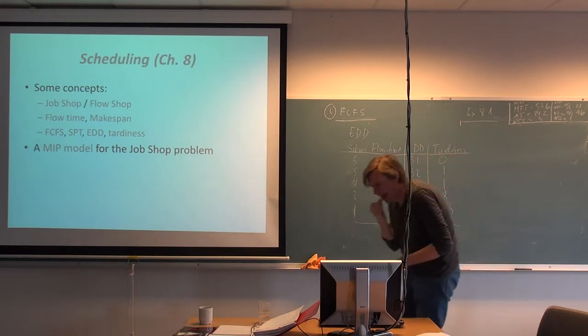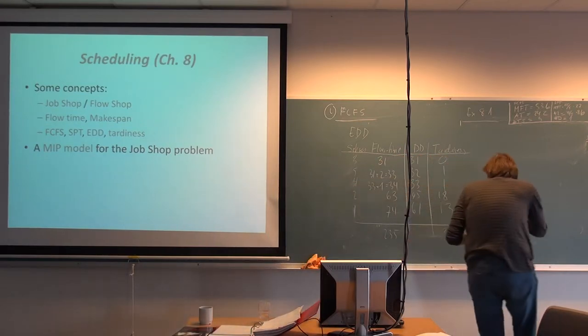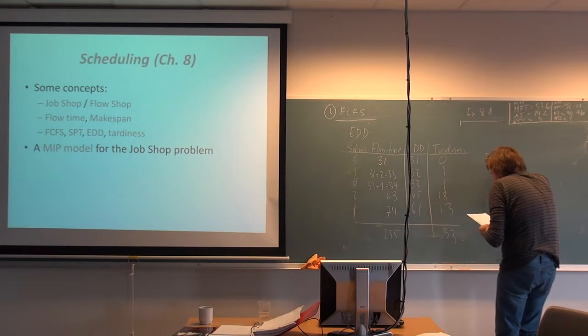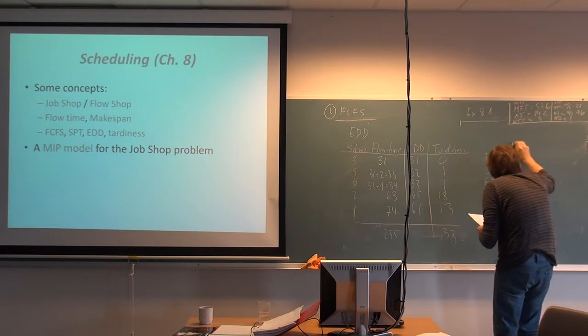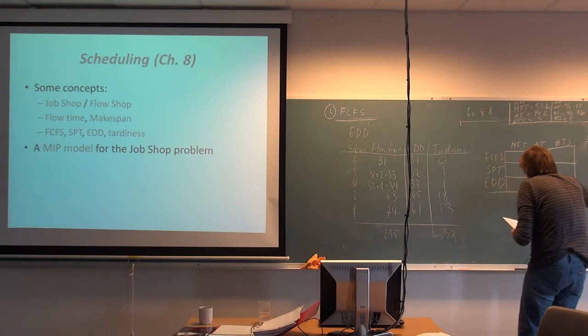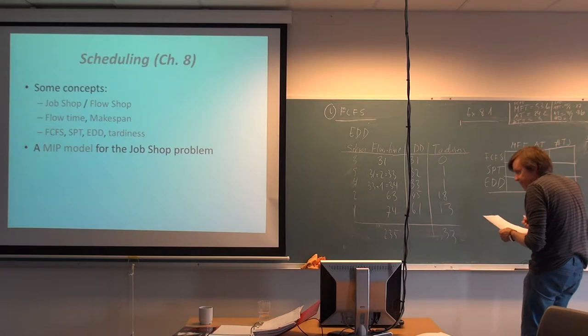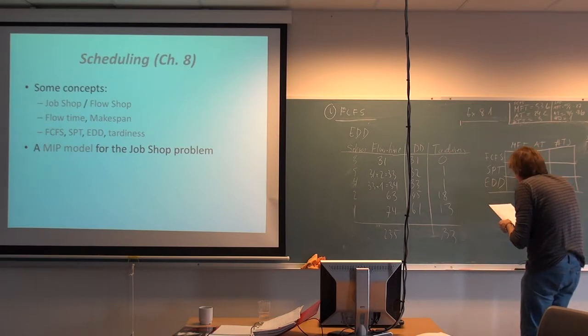And then you can make a table where you look at these three sorting criteria, FCFS, or SPT, shortest processing time rule, and earliest due date sorting, and put up the average flow time, the average tardiness, and the number of tardy jobs, and compare the results. There was 53.6, the longest mean flow time, using the fairness criteria, so to speak. It was 27 in the shortest processing time, it was 47 in the earliest due date.